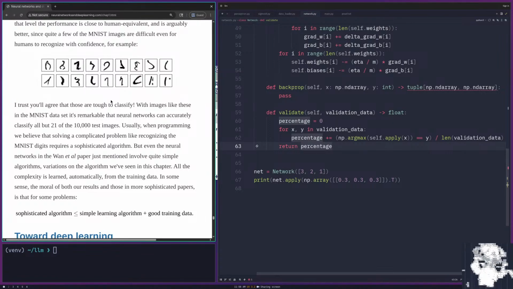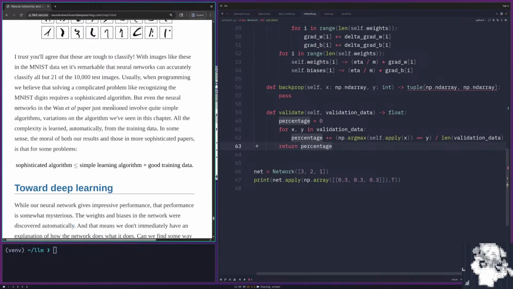With images like these in the MNIST dataset, it's remarkable that neural networks can accurately classify all but 21 of the 10,000 test images. Usually when programming, we believe that solving a complicated problem like recognizing the MNIST digits requires a sophisticated algorithm. But even the neural networks in the Wan et al. paper mentioned involve quite simple algorithms, variations on the algorithm we've seen in this chapter. All the complexity is learned automatically from the training data. In some sense, the moral of both our results and those in the more sophisticated papers is that for some problems, sophisticated algorithms are not as good as simple learning algorithms plus good training data.